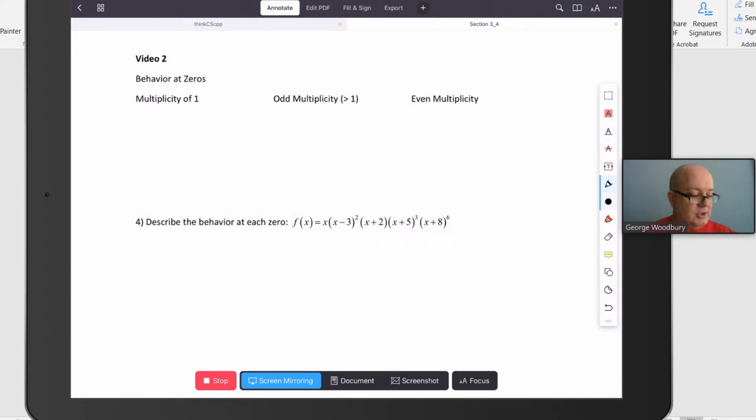For instance, if we had a function f of x equals x minus a times some other factors, a would be a zero of multiplicity 1 because x minus a is only a factor one time. When there's a multiplicity of 1, either the graph passes through moving upward from left to right, or it passes through moving downward from left to right, but there's no change in the shape of the graph. And when I talk about the shape, I'm really talking about concavity. Concavity is whether it's concave up or concave down.